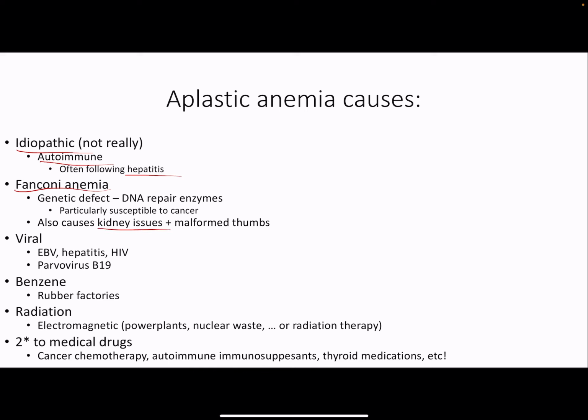It has to do with kidneys. People have malformed thumbs, which is something to look out for. But you have defective DNA repair enzymes, so this could lead to cancer as well. But in this case, we'll just say that defective bone marrow causes aplastic anemia. Different viruses: Epstein-Barr virus, hepatitis, HIV, parvovirus B19, which we'll come to.